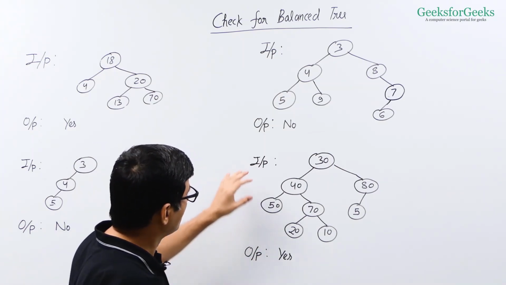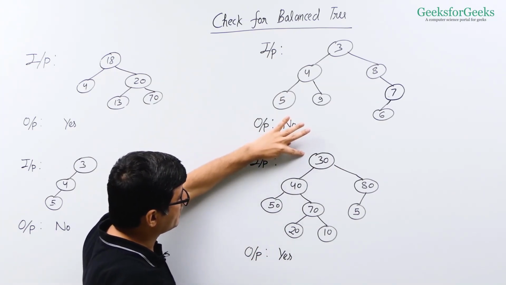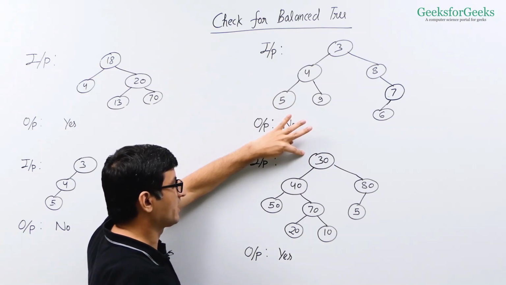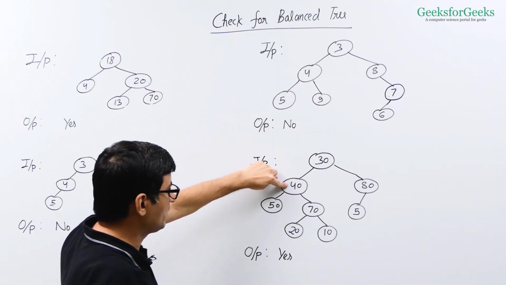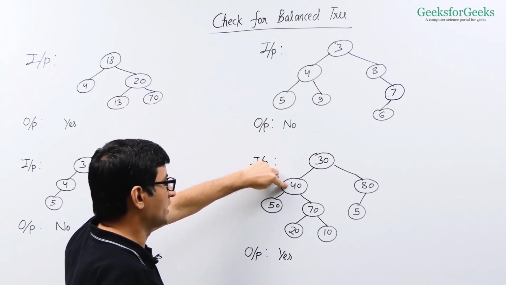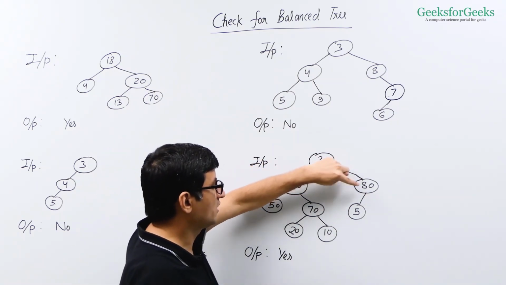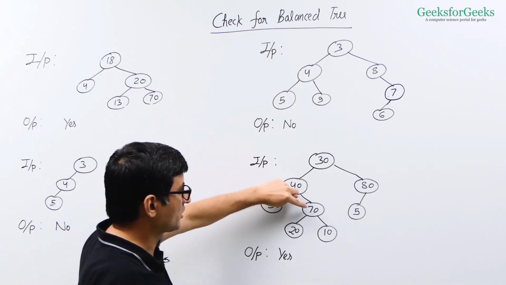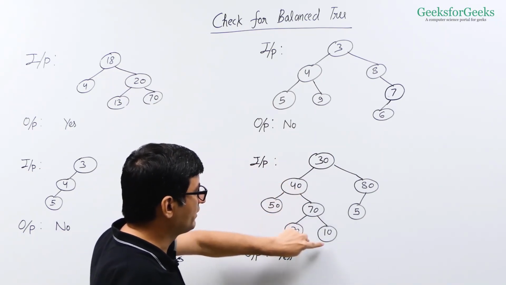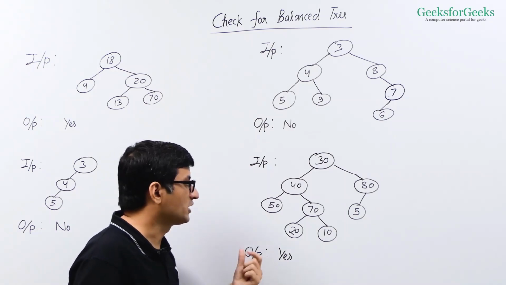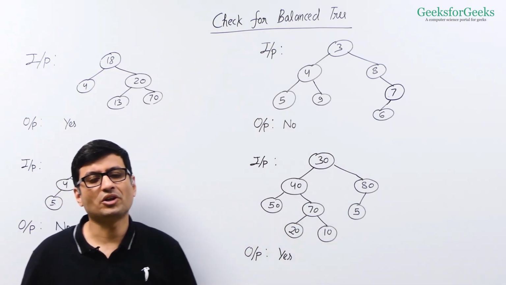Let's see this tree. For this node, the difference is 1. The left subtree had height 3 and right subtree has height 2. For this node, the difference is 1. Left subtree has height 1, right has height 2. For this node, the difference is 1. For this node, the difference is 0. For this node, the difference is 0. For leaves, it's anyways 0. So our output is yes. This is a height balanced tree.